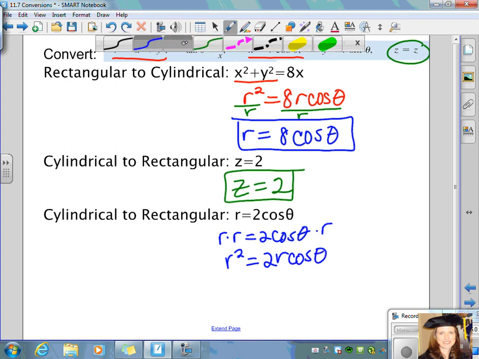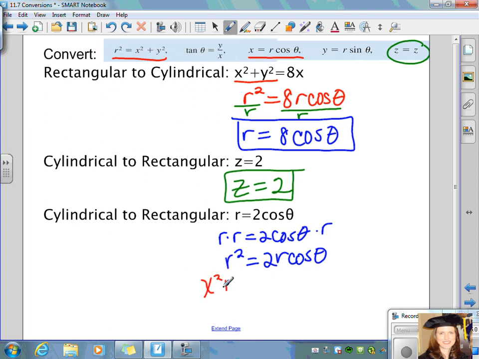Now we can do the conversion. We can replace r squared with what it's equal to in rectangular: r squared is equal to x squared plus y squared. And in 2r cosine theta, r cosine theta can be converted to x, giving 2x. So we have our rectangular equation that also represents that cylinder: x squared plus y squared is equal to 2x.